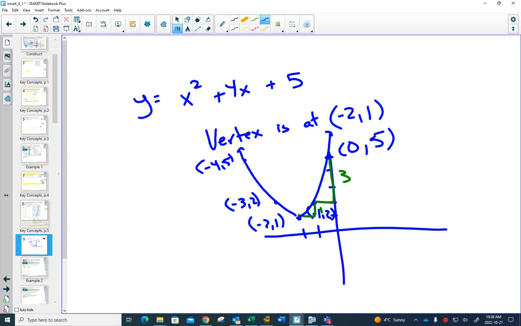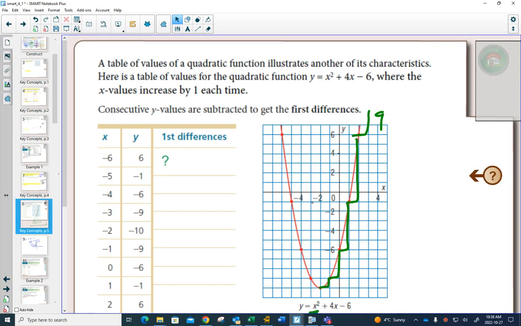I think it's a lot faster to go over 1, up 1, than it is to plug in negative 1. Negative 1 squared is 1, minus 4, plus 2, right? It's faster to just go over 1, up 1 to find that next point. So this pattern is really powerful, okay?